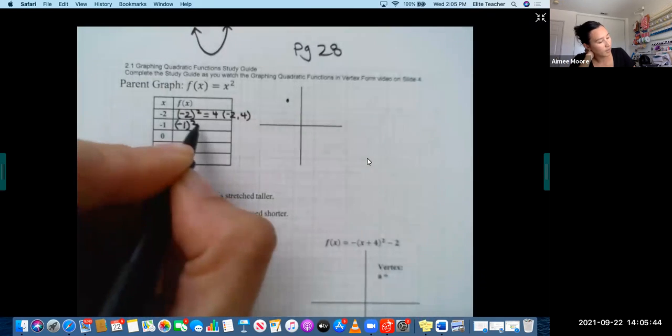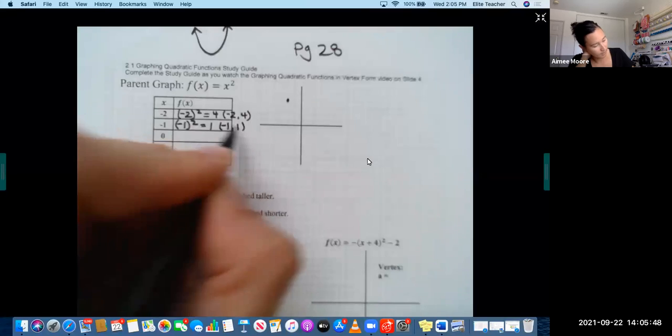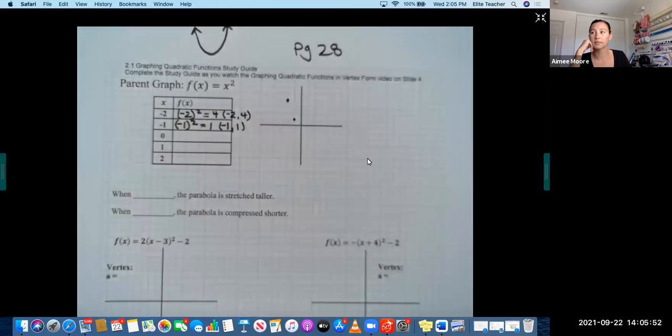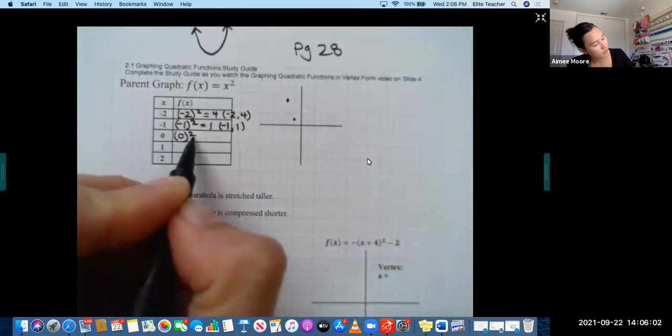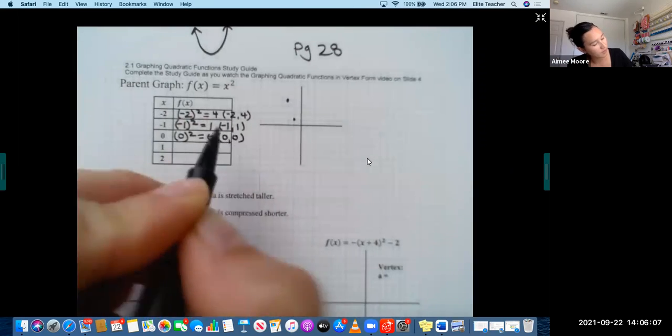-1 squared would be +1. So our next point is -1, 1. And then when x is 0, 0 squared is still 0. So this point would be 0, 0.